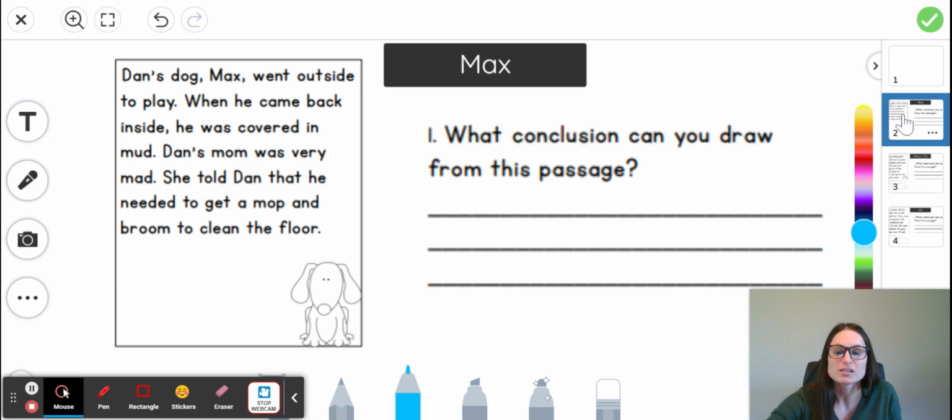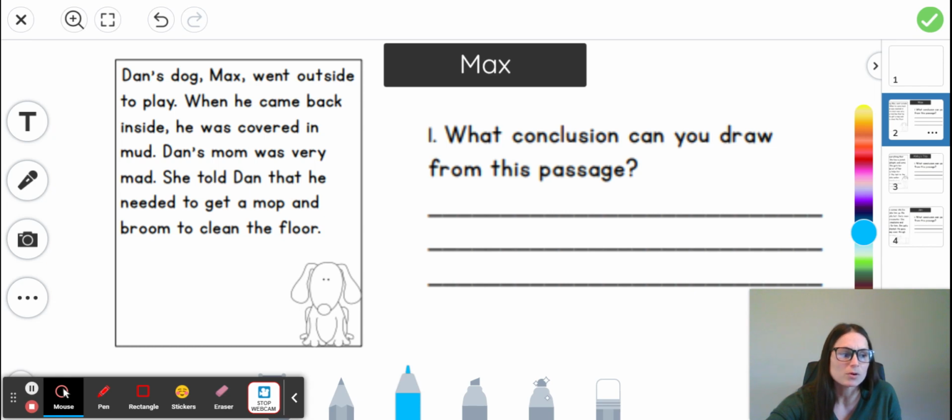This story is called Max. It says, Dan's dog Max went outside to play. When he came back inside, he was covered in mud. Dan's mom was very mad. She told Dan that he needed to get a mop and broom to clean the floor.